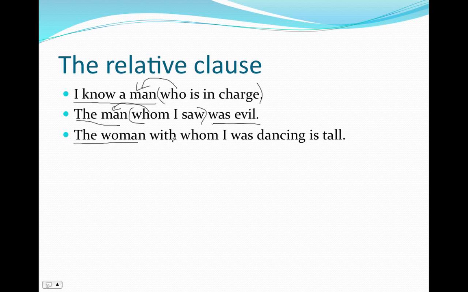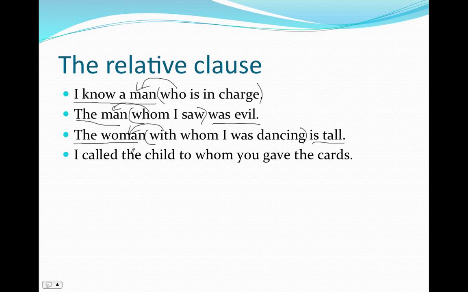The woman with whom I was dancing is tall. So the woman is tall is the main clause, it's the main idea, and then with whom I was dancing is describing the woman. That's the relative clause. Another example, I called the child to whom you gave the cards. I called the child, that's our main clause, that's the main idea. And then to whom you gave the cards is describing the child.